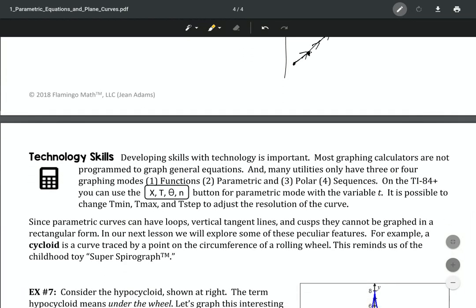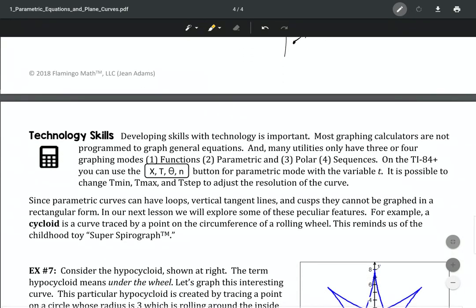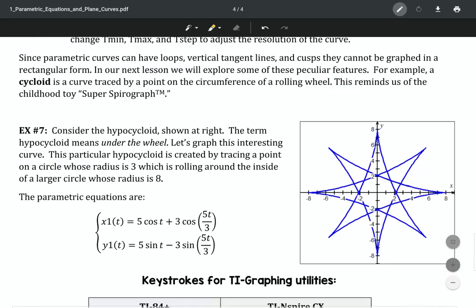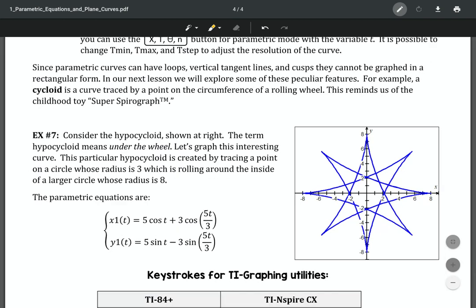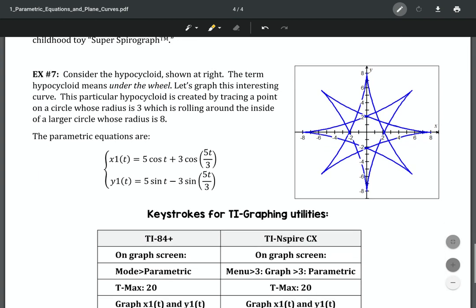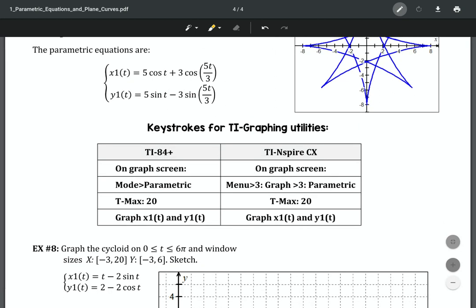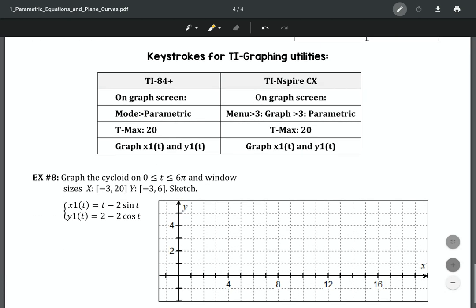Okay, so now on this technology skills part, I can't really show you this. You can kind of do this example if you want to, but what we can do is they tell you the keystrokes for the TI graphing. In your case, for the TI 84. If you have an Inspire, you can just follow what it says in the Inspire. It's talking about the graph screen, so you have to press y equals, right? And then let me turn on my calculator here, even though you can't see it.